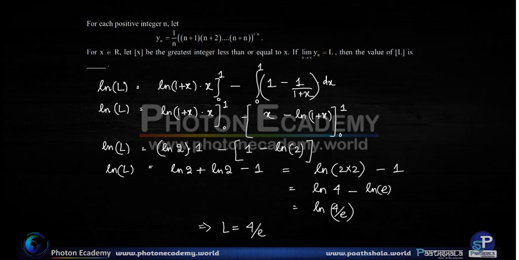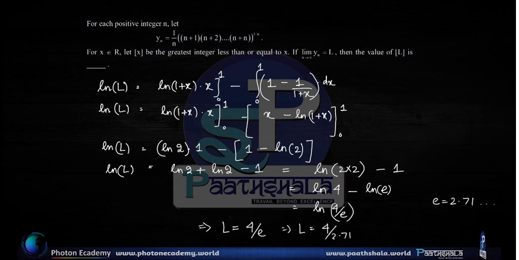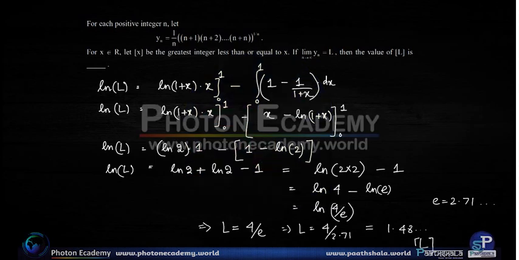e is actually around 2.71, so L is 4 by 2.71, which is basically 1.48 something. So L is equal to 4 by e, which is the final answer.